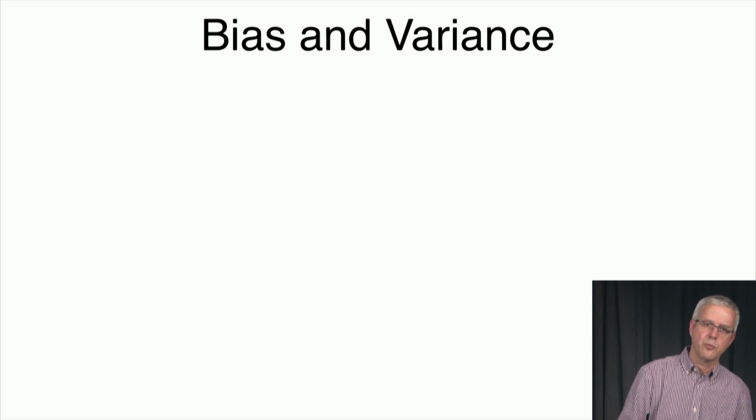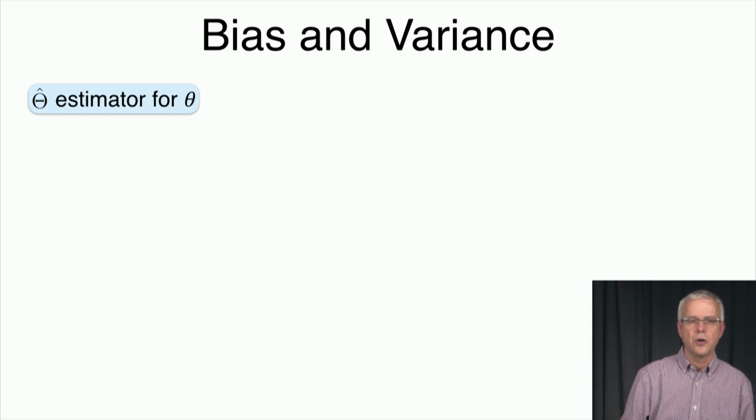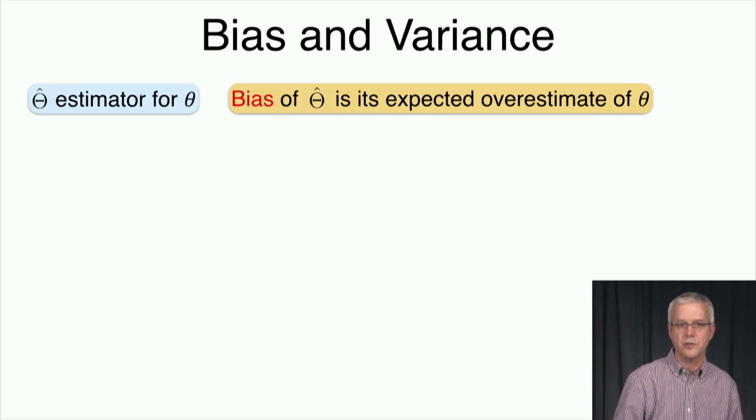So first, what are the bias and the variance? If theta hat is an estimator for theta, and you recall that theta is the parameter we want to estimate, for example, the mean, and theta hat is our estimate, which is based on the sample that we observe, then the bias of theta hat is its expected overestimate of theta. For example, if the mean is 4 and the expected value of our estimator is 5, then the bias is going to be 5 minus 4, which is 1.